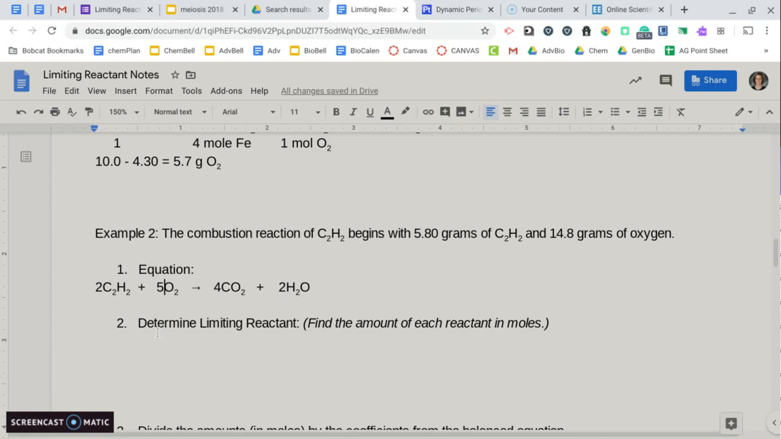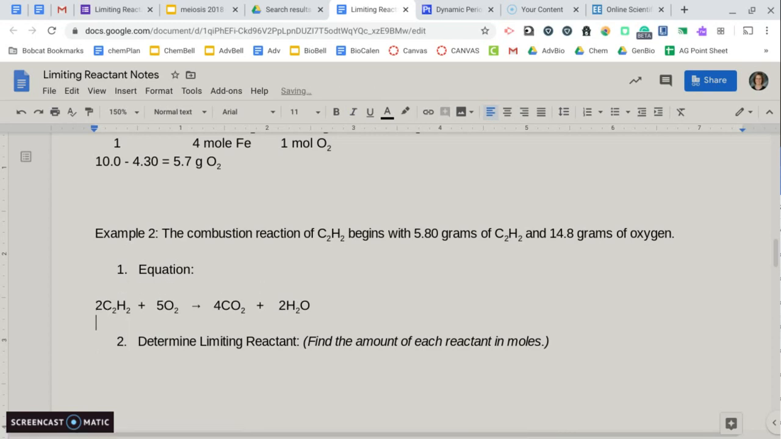So then the first thing you're going to do is figure out which one's the limiting reactant. So remember, you start with the masses you have for each one. I like to put those on my equation so I know what I'm doing. So I've got 5.80 grams of that one, and then 14.8 grams of this one. So then I've got to change those both over to moles.